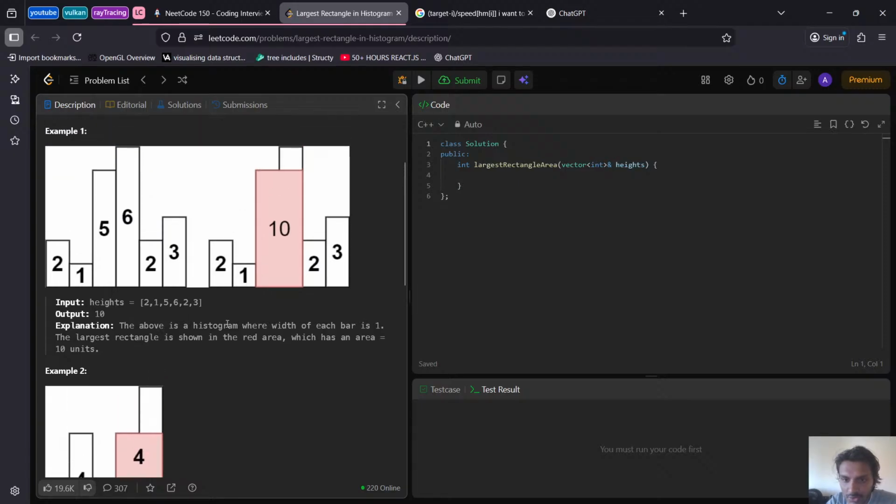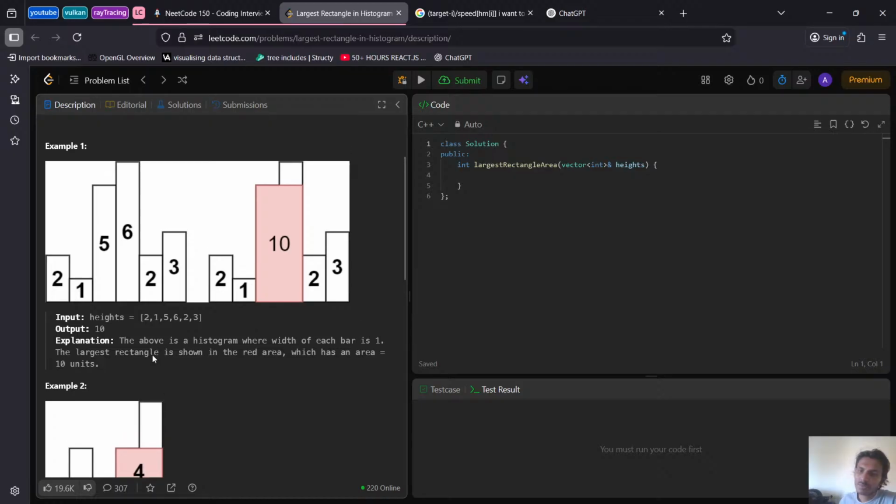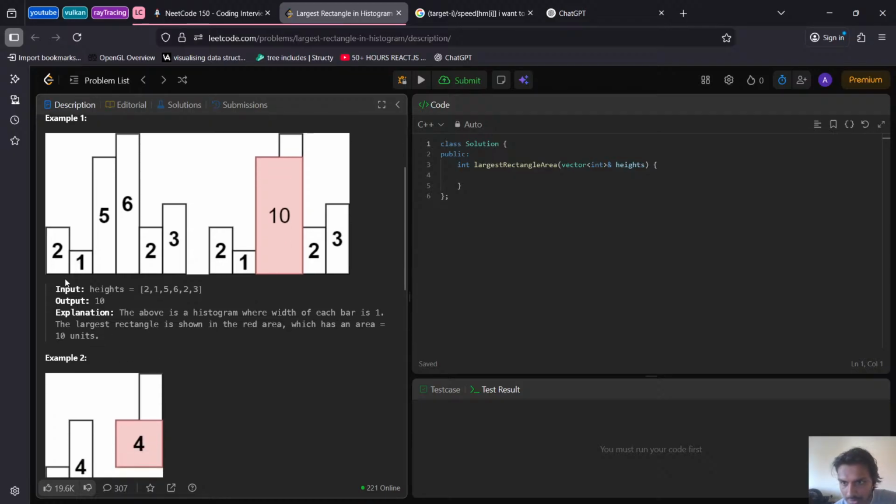So the above is the histogram where the width of each bar is 1, and the largest rectangle is shown in the right area, which has an area of 10 units. All you need to do is start here and calculate its rectangle. That will be 1 cross 1, that is 1. Then we move one; if it is smaller, let's move on to here. So I can calculate 1 plus 1.